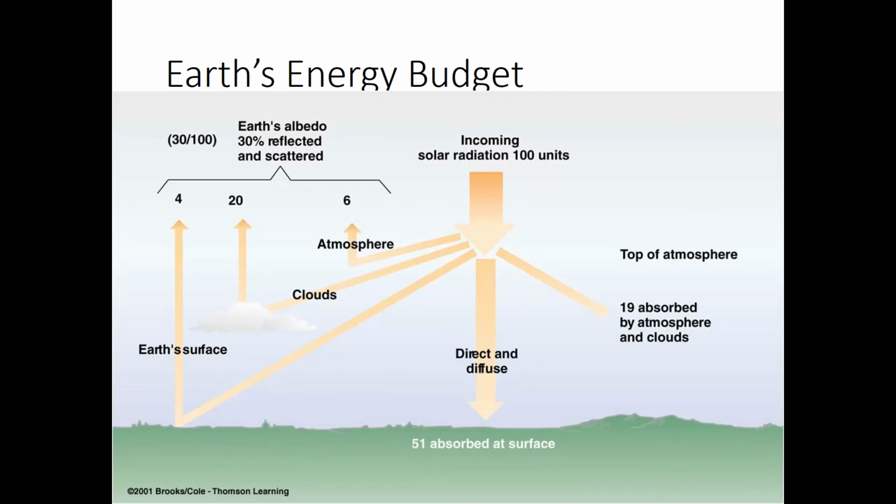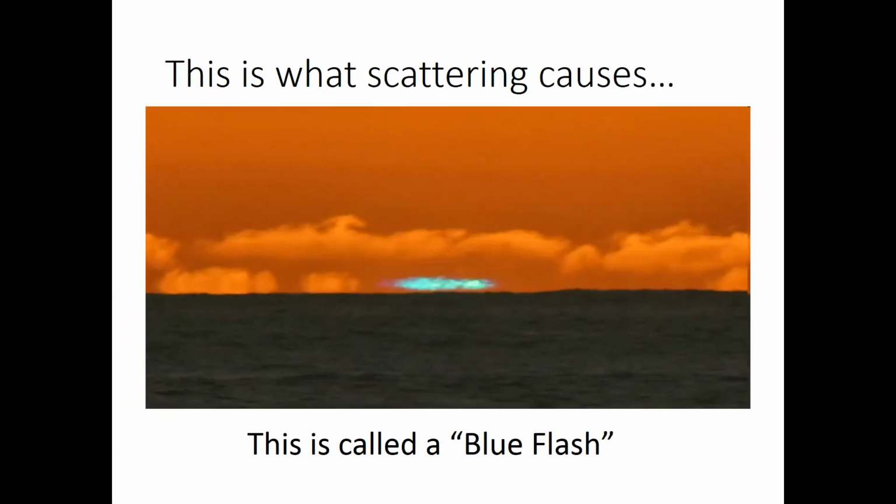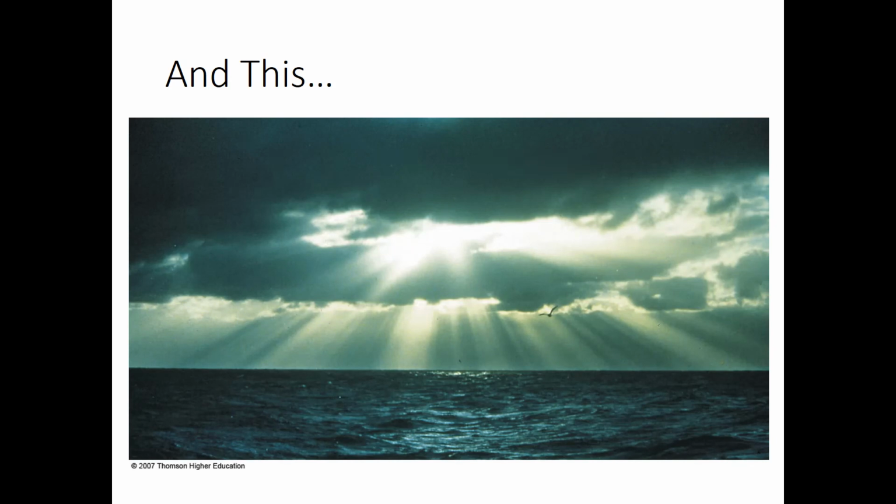So with that said, what does this actually produce, this reflection or scattering of sunlight? Well, it produces things like this. This is what's called a blue flash, and it happens during sunset. You also get beautiful views like this. In this view, it looks like rays of sunlight are coming through the clouds. It almost looks divine in a way. It's very awe-inspiring. Now, with that said, these are just a few of the many different beautiful atmospheric optics that we're going to talk about in this lecture.